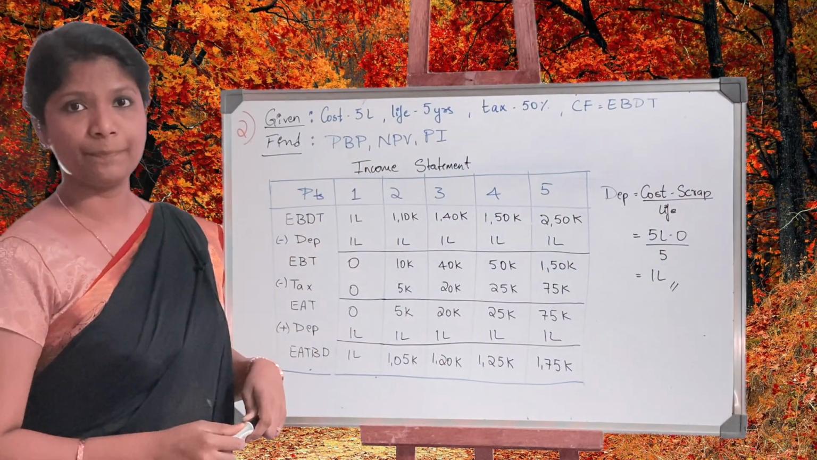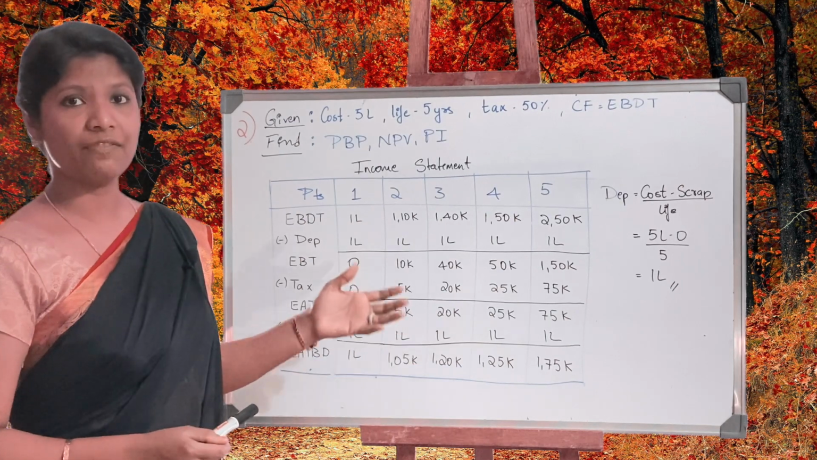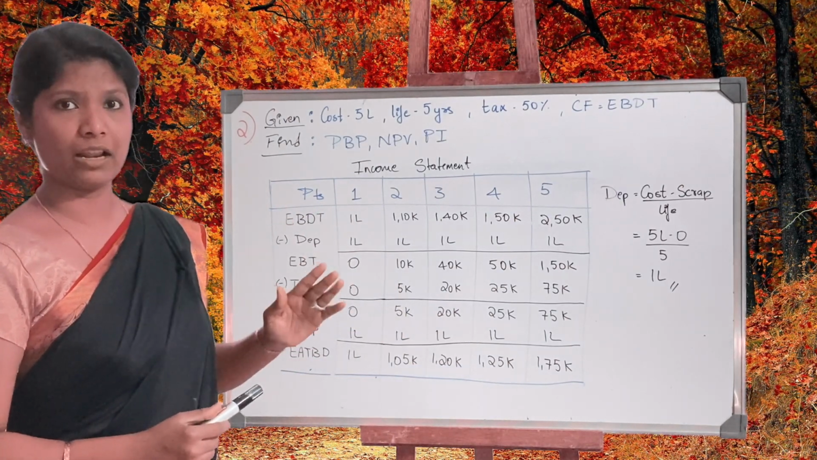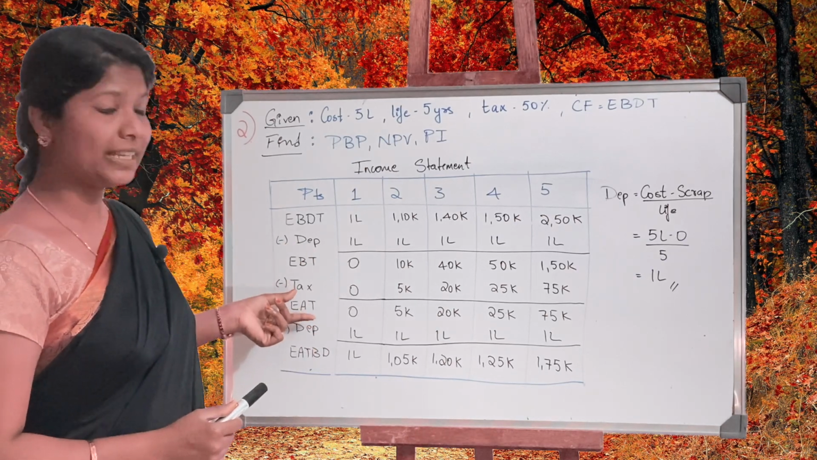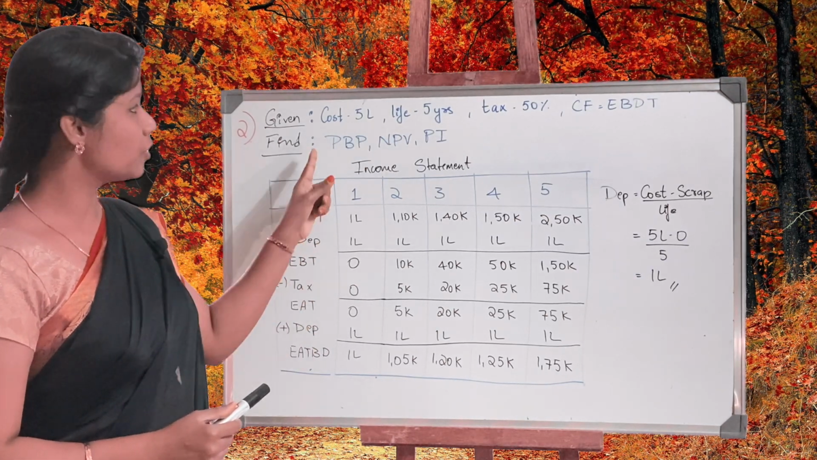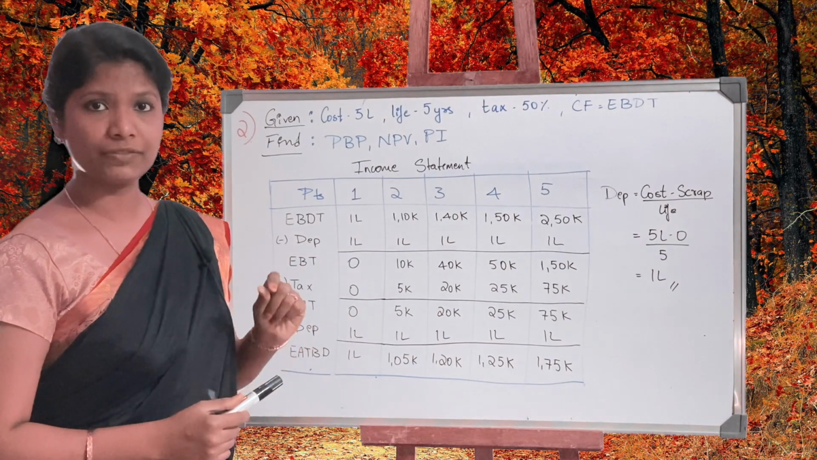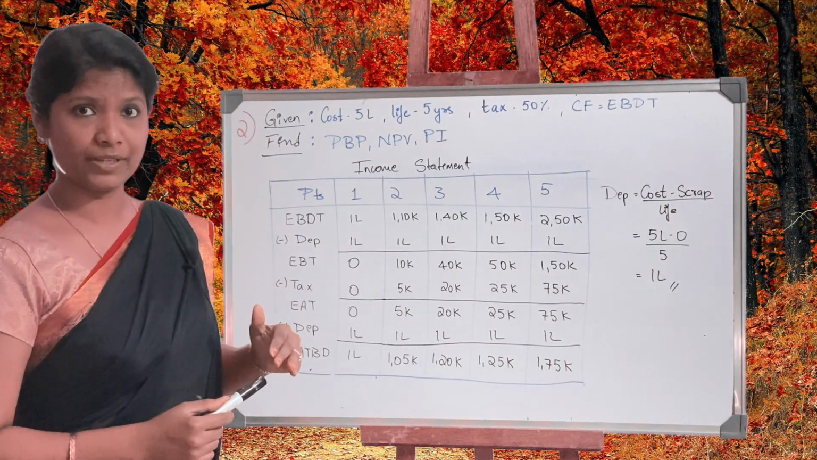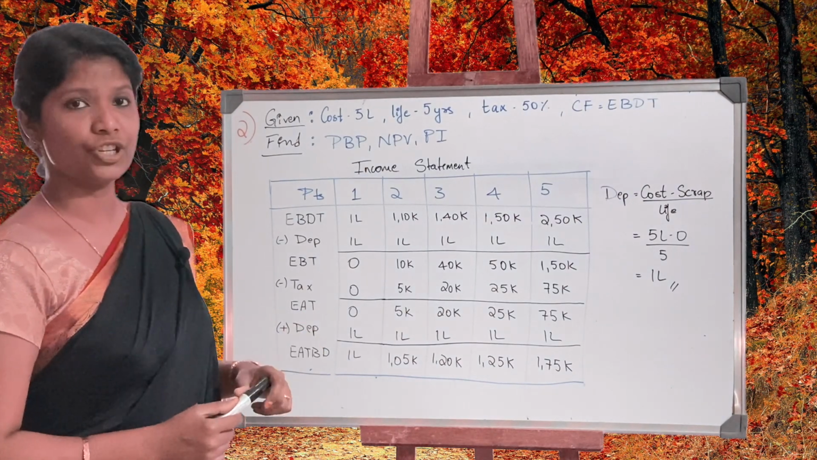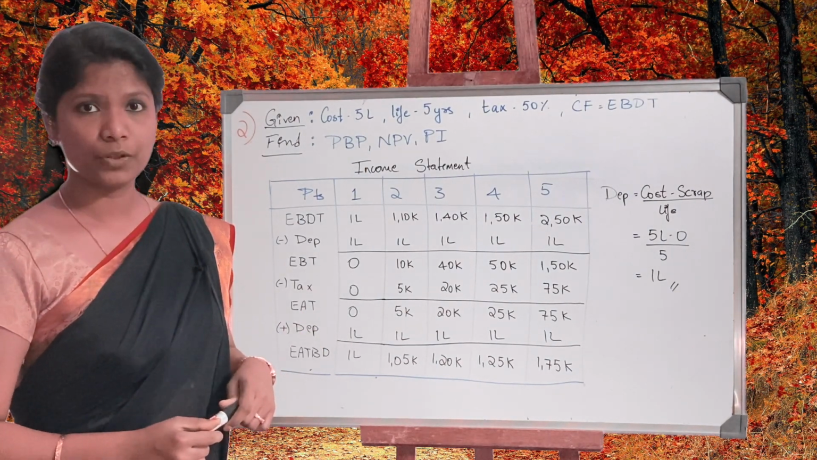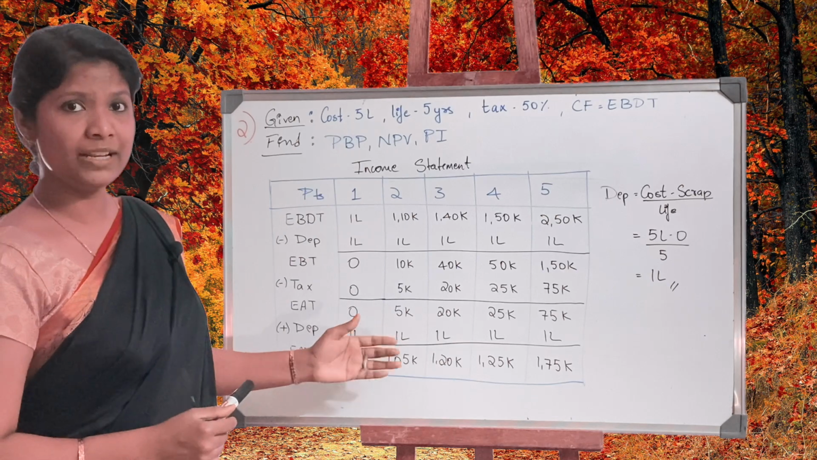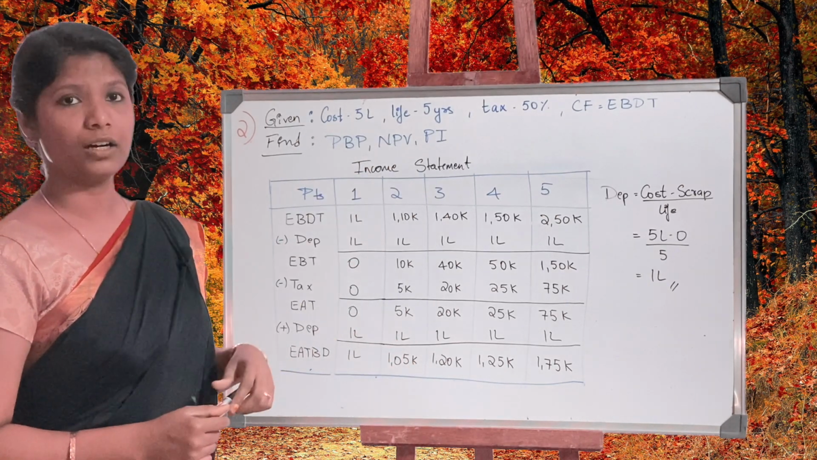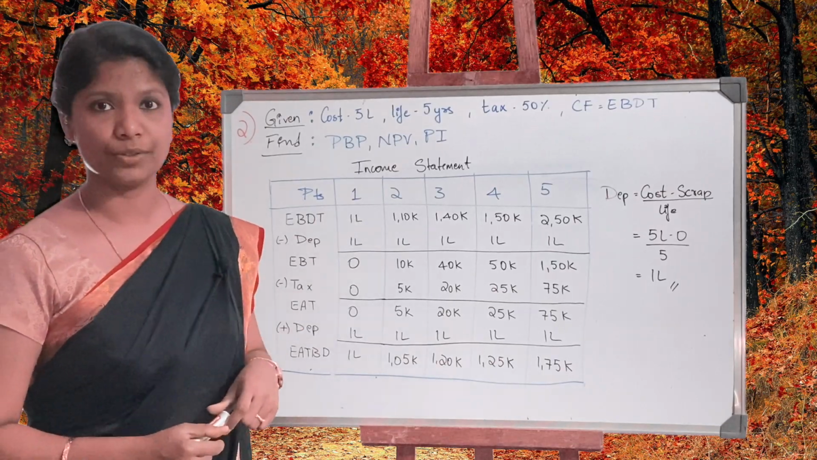and PI. In case for the same question, if they had given accounting rate of return, find out only ARR, then you have to stop at EAT. Got it? Because all these three different techniques of capital budgeting require cash flows after tax and before depreciation. We are adding back the depreciation in the last row. Got it? Hope you have understood the income statement and how to find out the cash flows. Now we can solve the three techniques asked in the question.